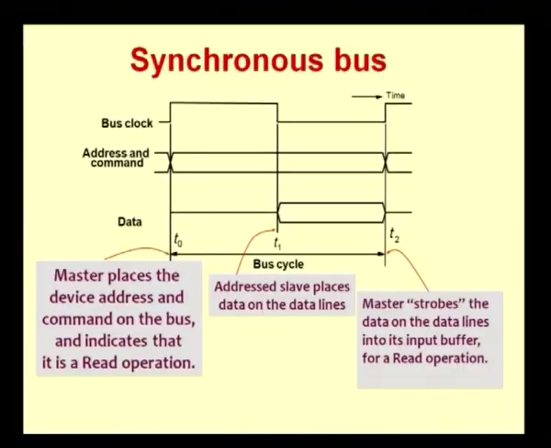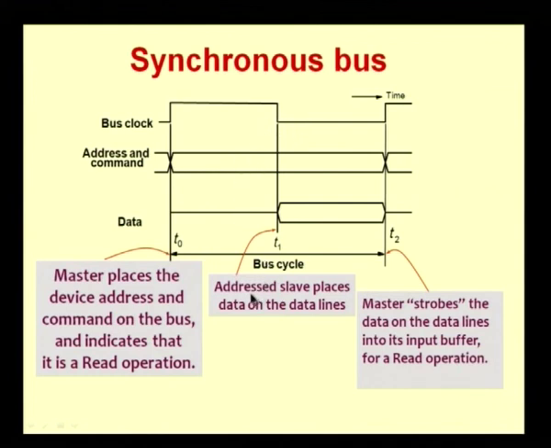Okay. So, what can happen in a synchronous data transfer is that at this time t0, that is at the beginning of the clock pulse, the master could place the device address and the command on the bus, and indicate what kind of an operation it is. In this case it is a read operation, for instance. So, the address and command are provided at t0 and placed on the bus. Okay. So, we know that at t0, that is at the rising edge of the bus clock, the address and command are placed on the bus, and then at t1, which is the falling edge of the clock.